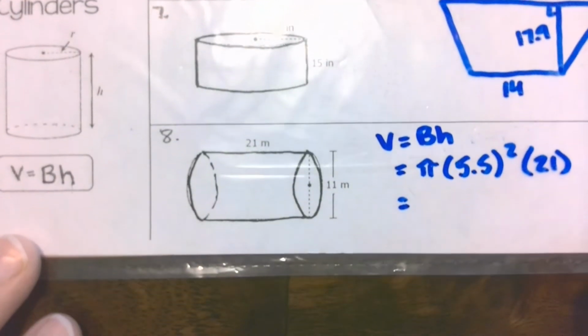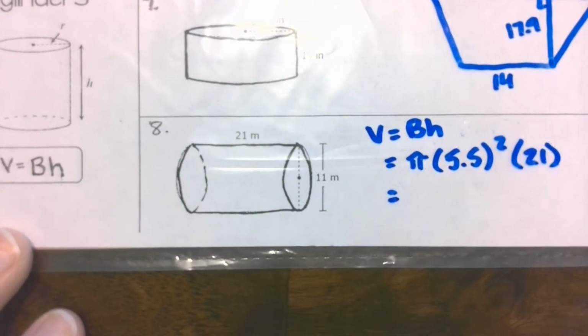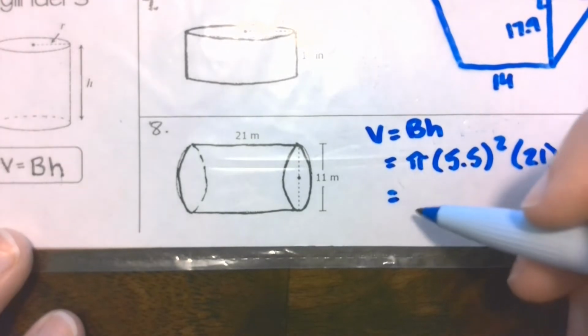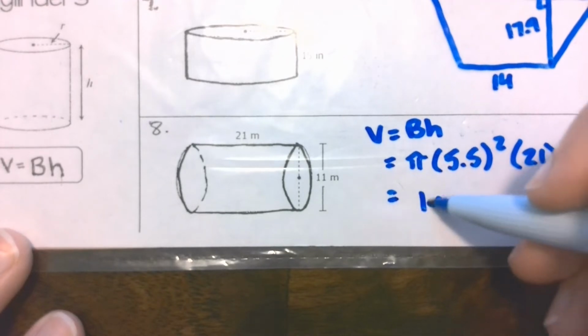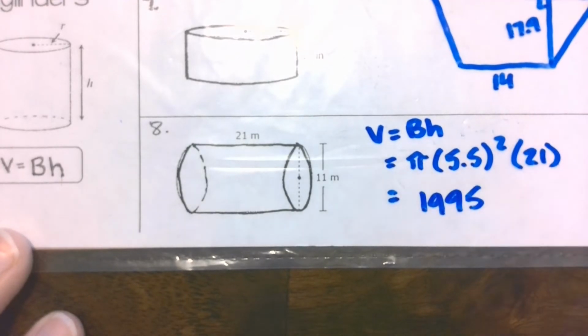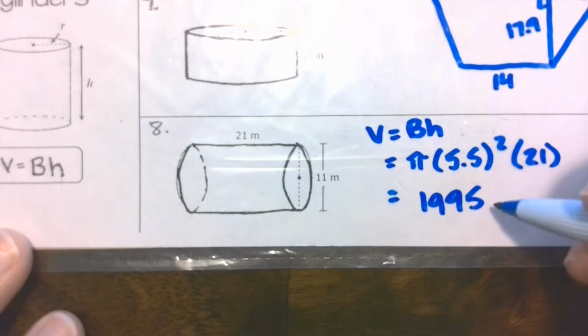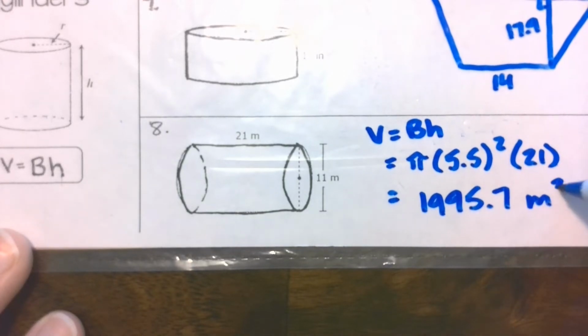Again, anything that I've got pi involved in, you might be keeping it in terms of pi, but you also might be rounding to the nearest tenth or whatever, so just be careful about that. I'm going to go ahead and round here, and we'll get about 1,995.7 meters cubed.